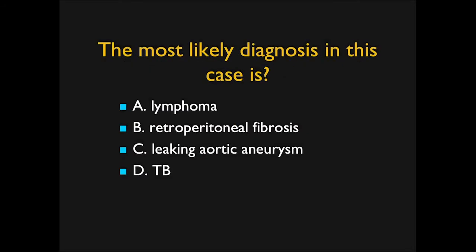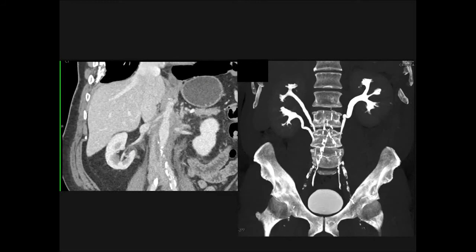The most likely diagnosis in this case, this is a wonderful study. If you look at the coronal views, you can see that there's soft tissue surrounding the aorta from the diaphragm down, encasing the renal arteries, involving the SMA and celiac. You also can see it extend straight down along the aorta, along the course of the common iliac arteries. And you can see it also appears to involve the renal arteries.